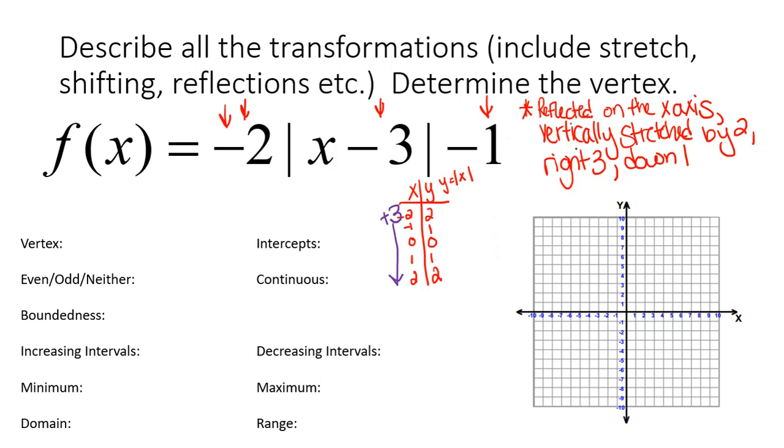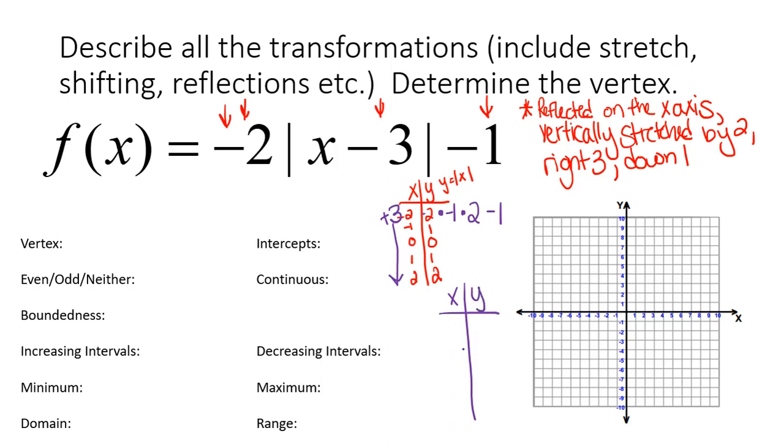Then I got to think through all of this stuff. Now, you want to reflect and stretch before you move up and down. So in this case, I have to reflect the values, which would mean I'm going to multiply by a -1. I'm also going to vertically stretch by 2, which means I'm going to multiply by a 2. And then I'm going to move down 1. So I'm going to subtract 1. Now, this new table is going to be quite interesting to figure out.